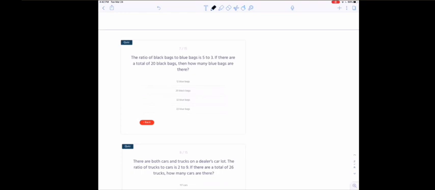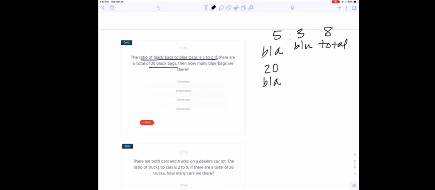So, it says, the ratio of black bags to blue bags is 5 to 3. If there are a total of 20 black bags, then how many blue bags are there? So, the ratio of black to blue is 5 to 3. 5 black bags, 3 blue bags. If I want to add them, I get an 8 total. Okay? If there are 20 black bags, 20 black, how many blue bags are there?